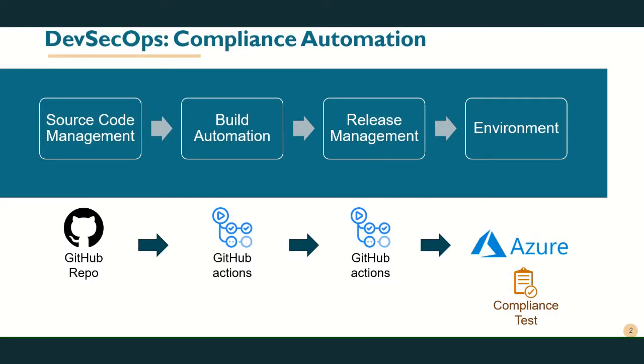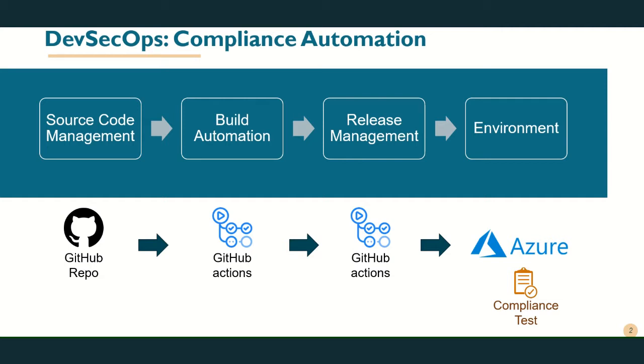The overall scenario is this one, where the source code is managed in our GitHub repos, build automation is done by GitHub Actions, and release management is also done by GitHub Actions. And we are currently targeting Azure as the environment. When we set up this ecosystem, as GitHub has an additional advanced security concept, we encourage doing security testing in terms of SAST, DAST or SCA as part of the build and release management angle.